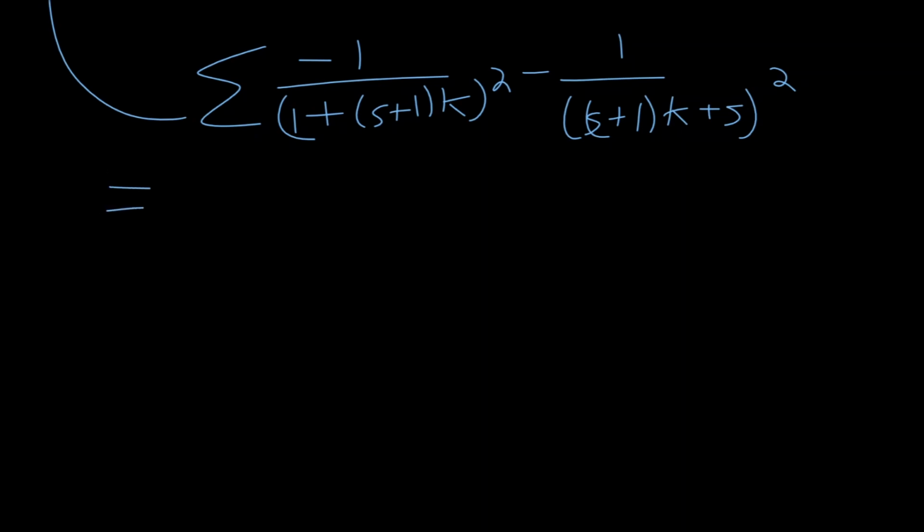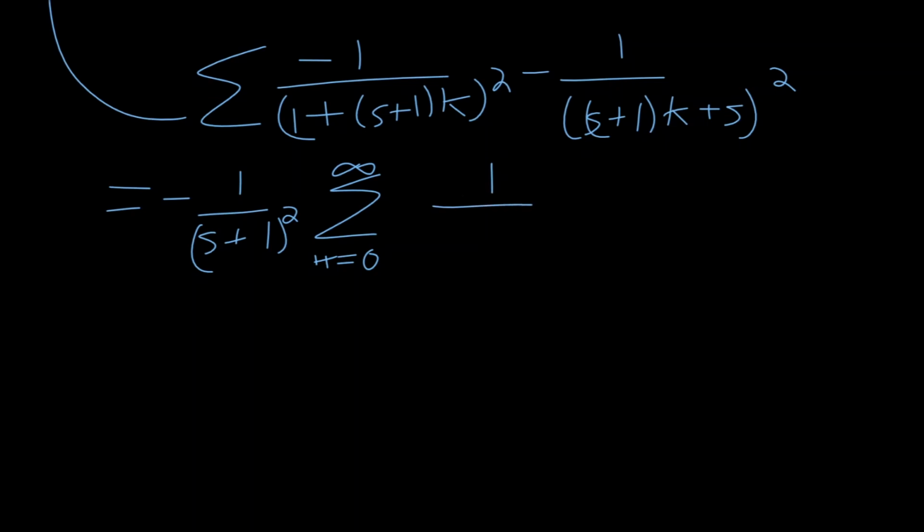So what this is just going to be negative 1 over s plus 1, all squared, and then times our sum again from k equals 0 all the way up to infinity of 1 over k plus 1 over s plus 1, all squared, and then plus 1 over k plus s over s plus 1, again all squared.